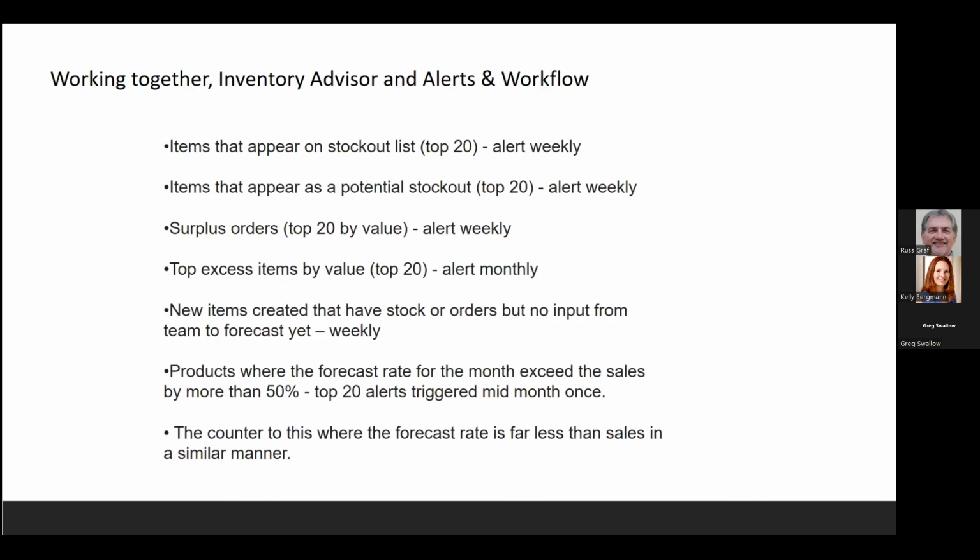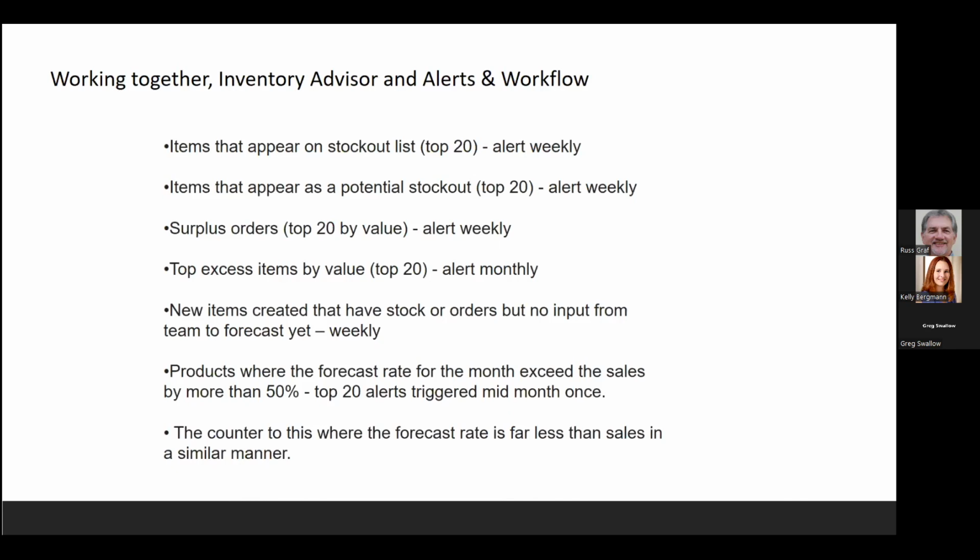So expanding on that, working these two products together, right? If you think of Sage Inventory Advisor and Sage Alerts and Workflow, with Alerts and Workflow driving events out of Inventory Advisor. So an item that appears as a potential stock out, let's give me the top 20 items that are stocked out, and I just want that weekly. Because there's a chance that these items are going to be out. Send that to me. It's just an awareness, an alert that you should keep your eyes on this.